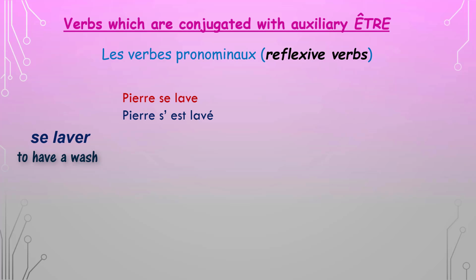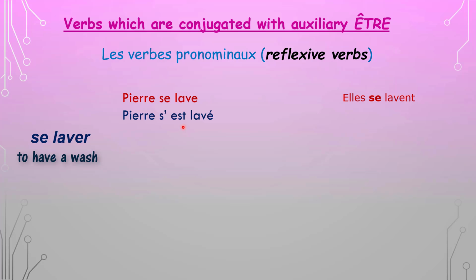Pierre se lave is in the present tense. Pierre s'est lavé is in the past tense, that is passé composé. Now here the verb être is used as auxiliary in the present tense between the reflexive pronoun and the past participle. Now I think you may know why there is an s apostrophe instead of se, because the verb following begins with a vowel.